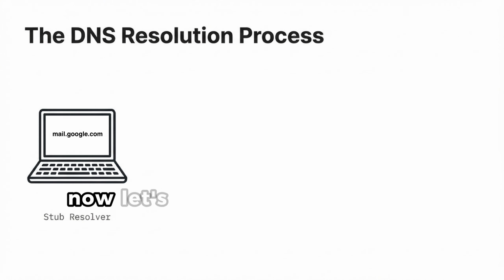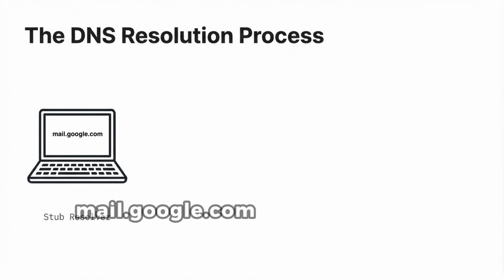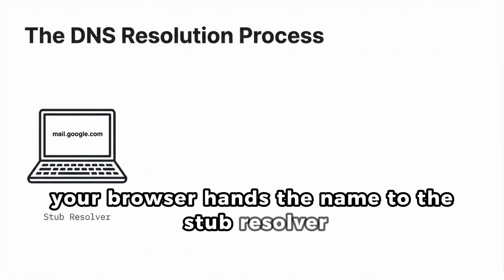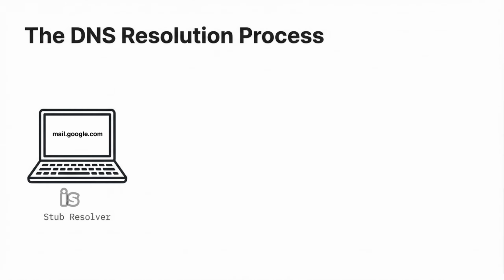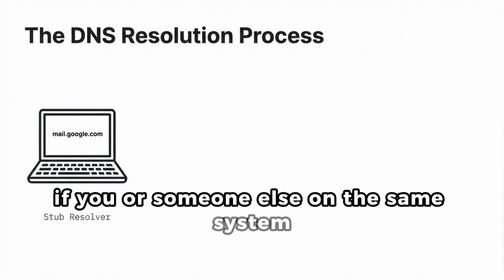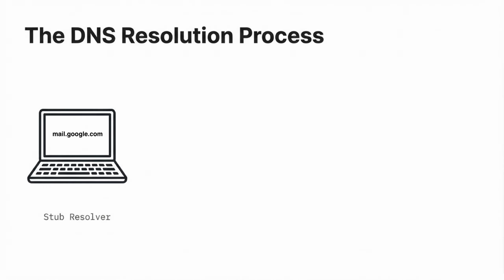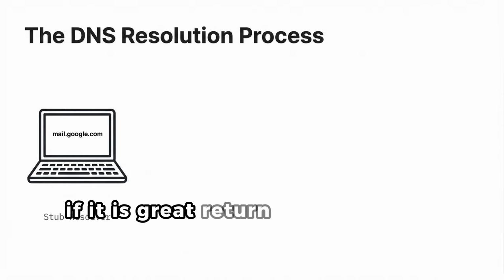Okay, now let's watch this whole thing run step by step. You type mail.google.com in your browser. Your browser hands the name to the stub resolver on your computer. The stub resolver checks one thing first. Is there an answer already cached locally? If you or someone else on the same system resolved this name recently, the answer might still be sitting in memory. If it is, great, return it immediately, no network trip required.